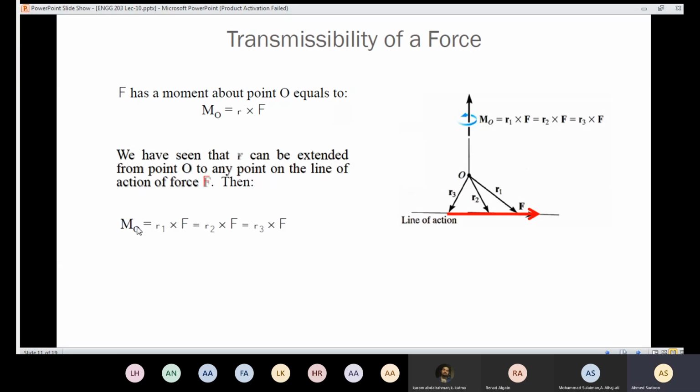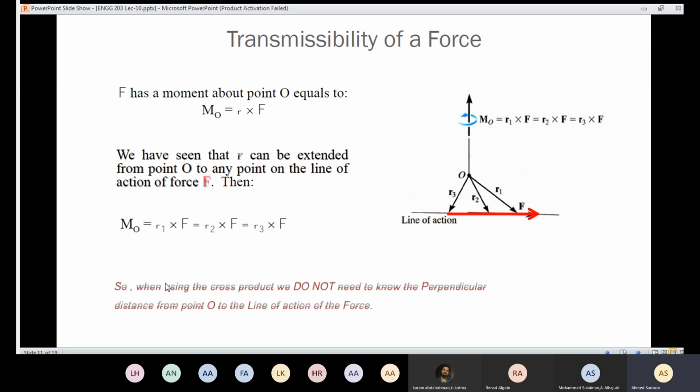So we can say that M naught equals R1 cross F. You could use this one, or you could use that one, which is R2 cross F, or you could use that one, which is R3 cross F. And that's the beauty of using the vector cross product. It's not necessary to use a position vector which is perpendicular to the line of action. So when using the cross product, we do not need to know the perpendicular distance from point O to the line of action. It could be any distance here.